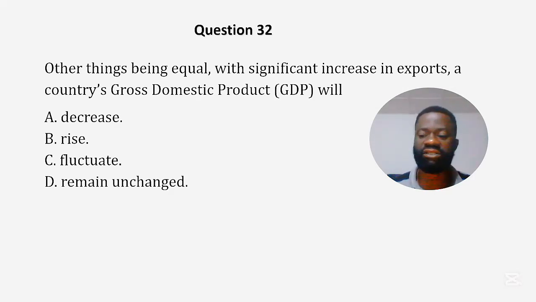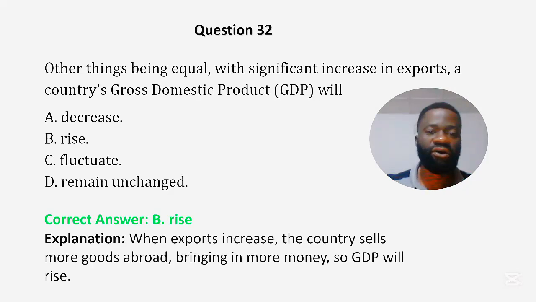So let's see the correct answer. Option B is the correct option. So why is it so? The reason is that when exports increase, the country sells more goods abroad, bringing in more money, so GDP will rise.